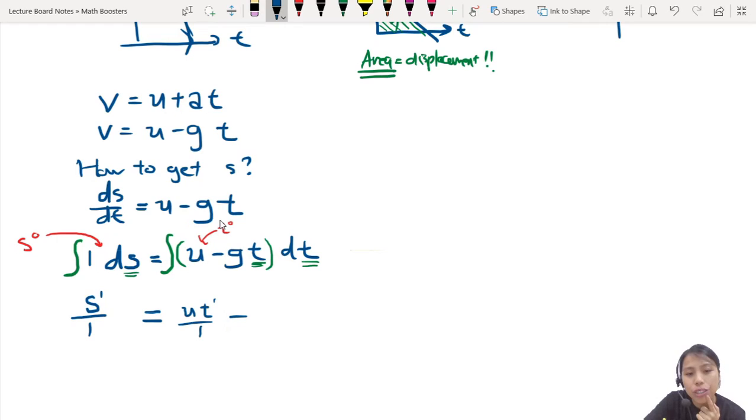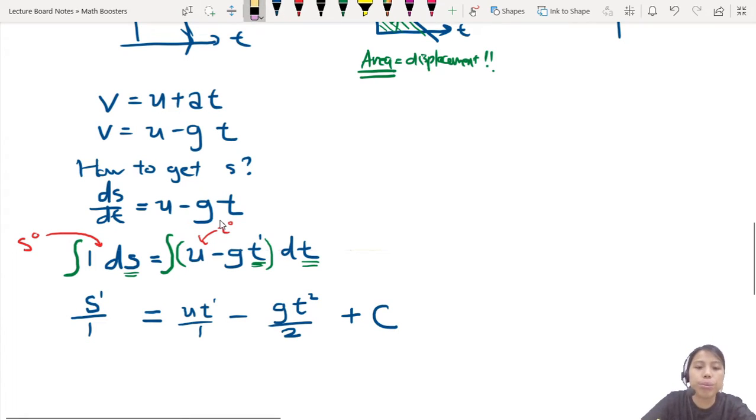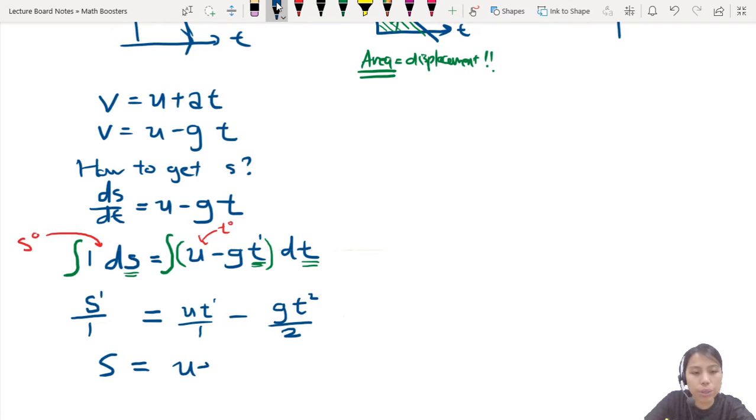The next one will be gt. t already has power 1. So you increase some more, become power 2. So gt squared, but must divide by the new power. Now there's one thing I didn't tell you, but I should tell you now, is that you can actually add a constant. Don't worry about the constant too much. Just FYI, there's some random constant there. So for now, we'll just ignore the constant, but just know that there could be a constant there. Anyway, let's continue. So simplify a bit. s equals ut minus half gt squared.